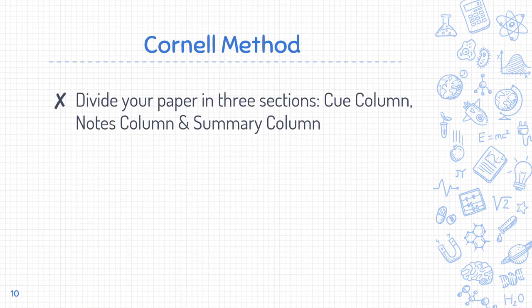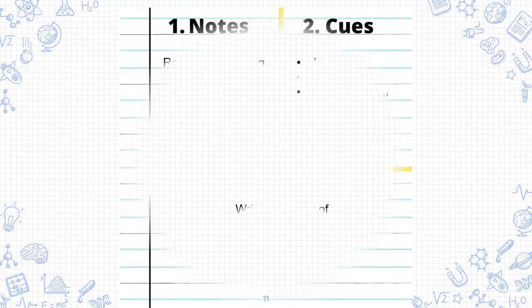Now there is the Cornell method. Cornell is basically the name of the person who proposed this method. In this method, you divide your paper into three sections: Q column, notes column, and summary column. Here's how you do it.